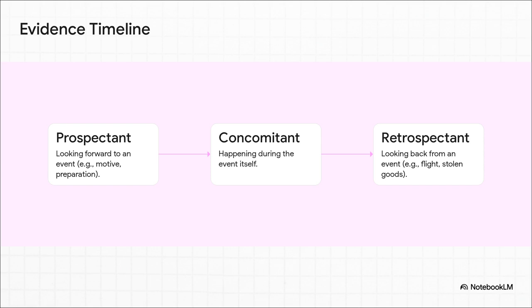First, you've got prospectant evidence. That's all the stuff that happens before the main event. You know, things like motive or maybe evidence of a plan. Then on the other end, you have retrospectant evidence. That's looking back from the event, things like fleeing the scene or trying to hide evidence. But right there in the middle, smack dab in the present moment of the event, that's our focus today. That's concomitant evidence. It's all about what's happening during the action.